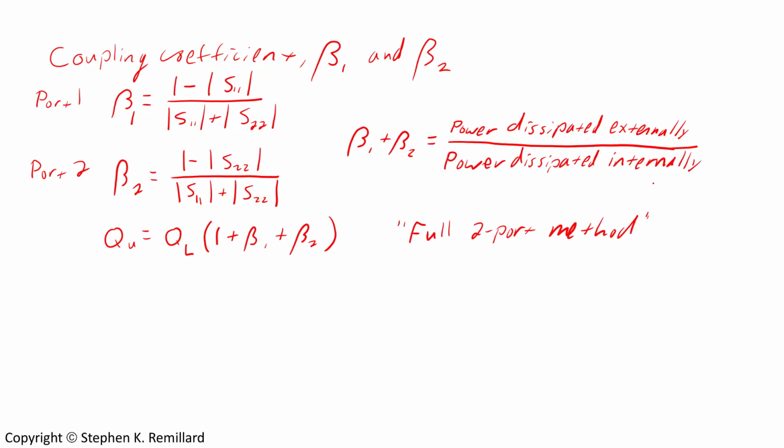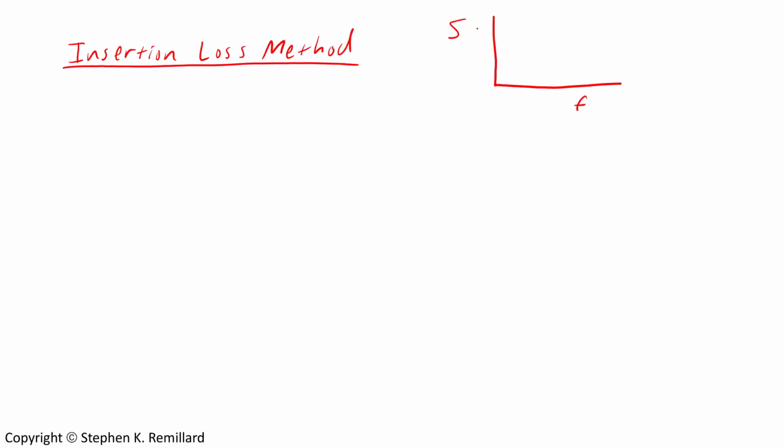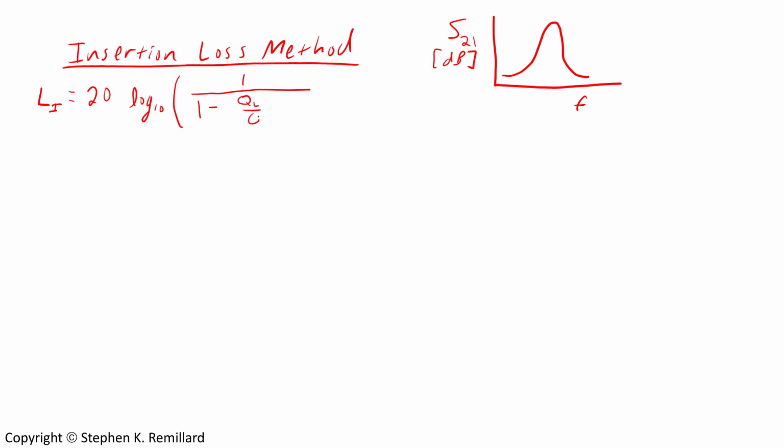There's a second method that involves transmission, which can give you the unloaded Q of a resonator. Besides the full 2-port method, there's the insertion loss method. The insertion loss measured on the network analyzer for a resonator is this Lorentzian-shaped bell curve, and the expression for the Lorentzian in decibels, the insertion loss, is this, where f is the frequency and f sub r is the resonant frequency.